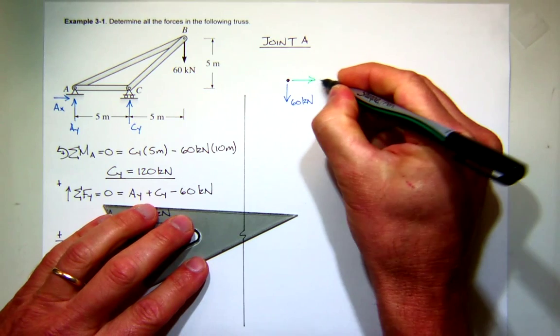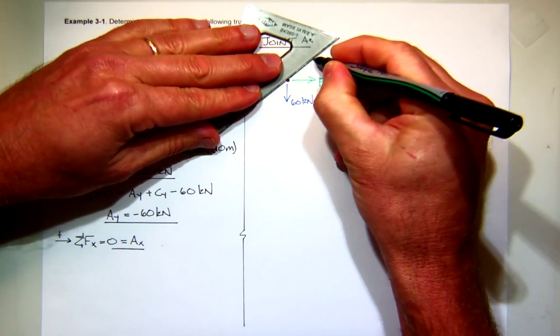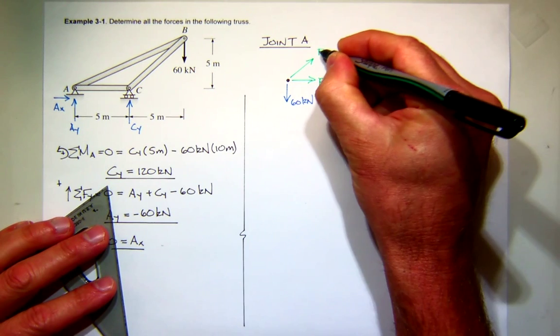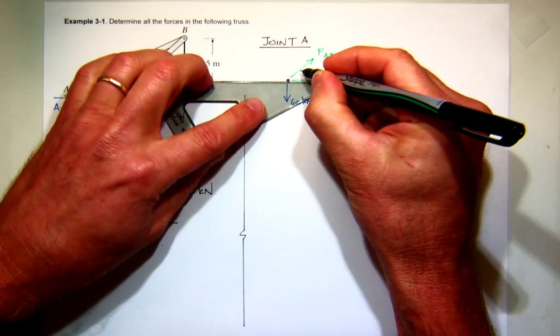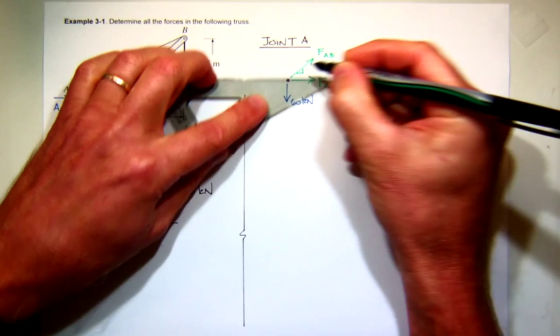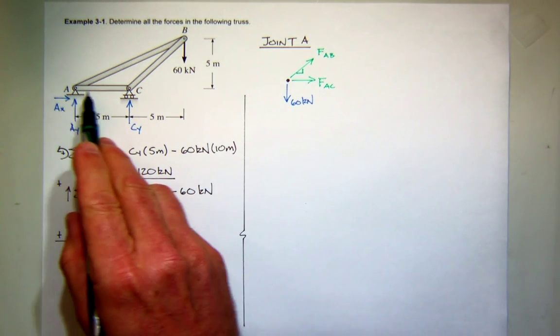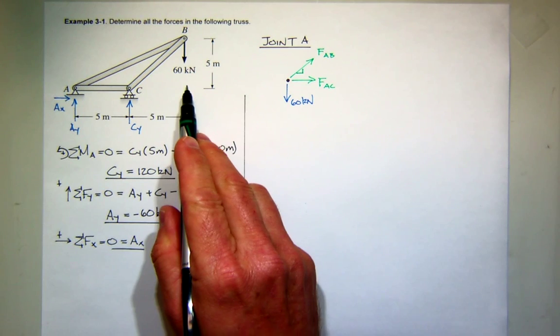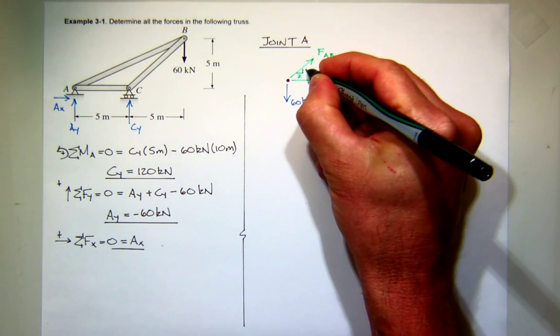So I'll have the force in AC and the force in AB. And what is the orientation, the geometric orientation of that force? It looks like I have a run of 10 to 5, so that's a 2 to 1, right? So 2 to 1.